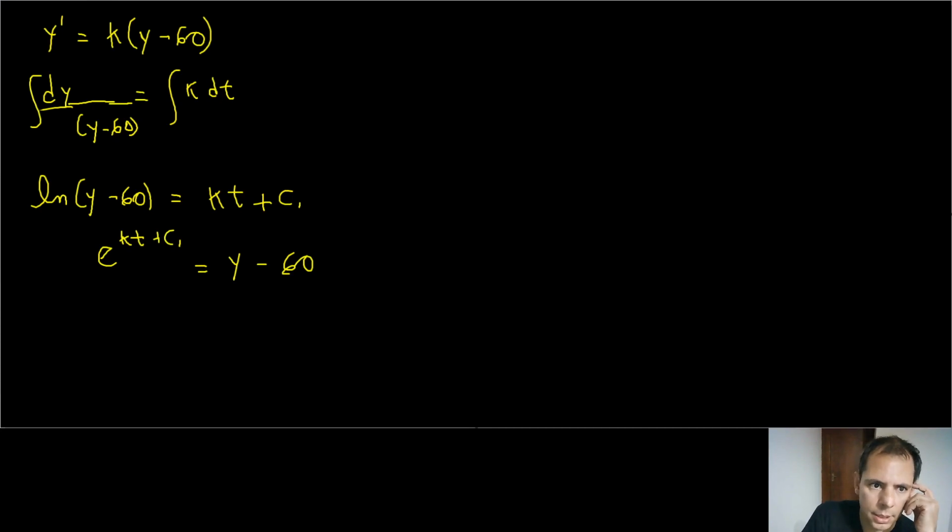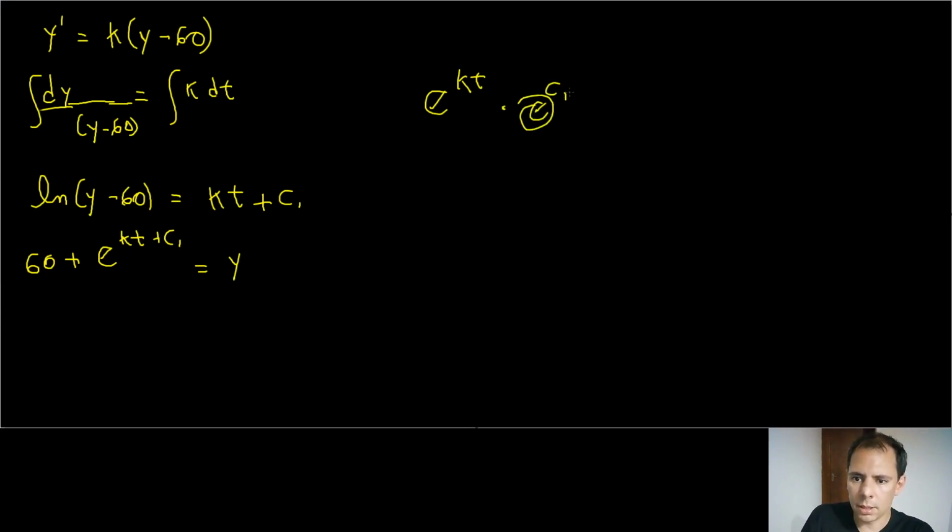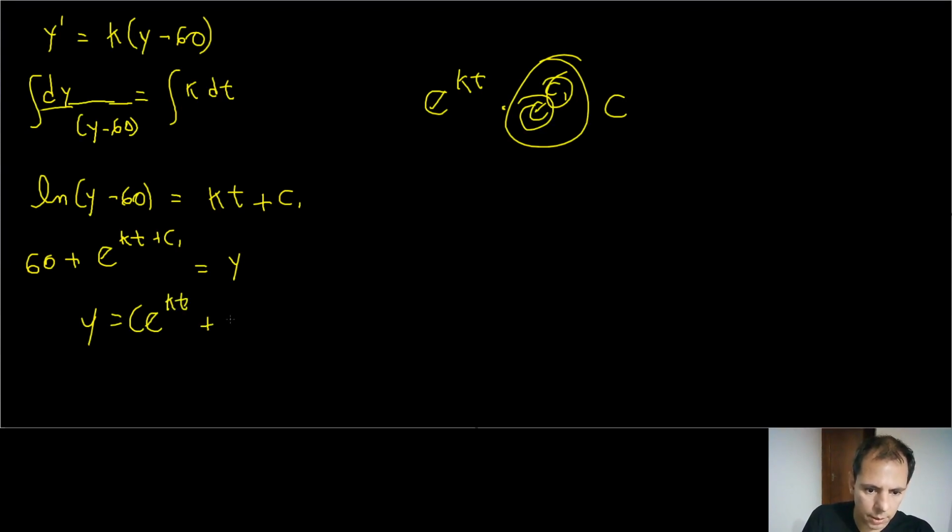But I'm just going to put the 60 on the other side already. So I'm going to erase this in here, and I'm going to say plus 60. Now there's something else here. e to the kt plus C1 is the same as e to the kt times e to the C1. Now e to the C1 is a constant, and C1 is also a constant. So I'm just going to say this whole thing is C. So y equals C, because it's multiplying e to the kt, plus 60.